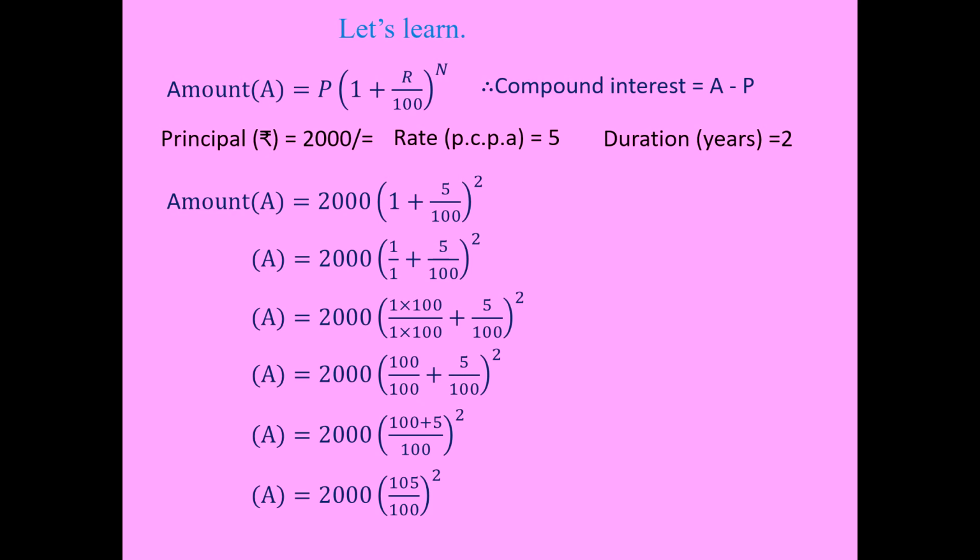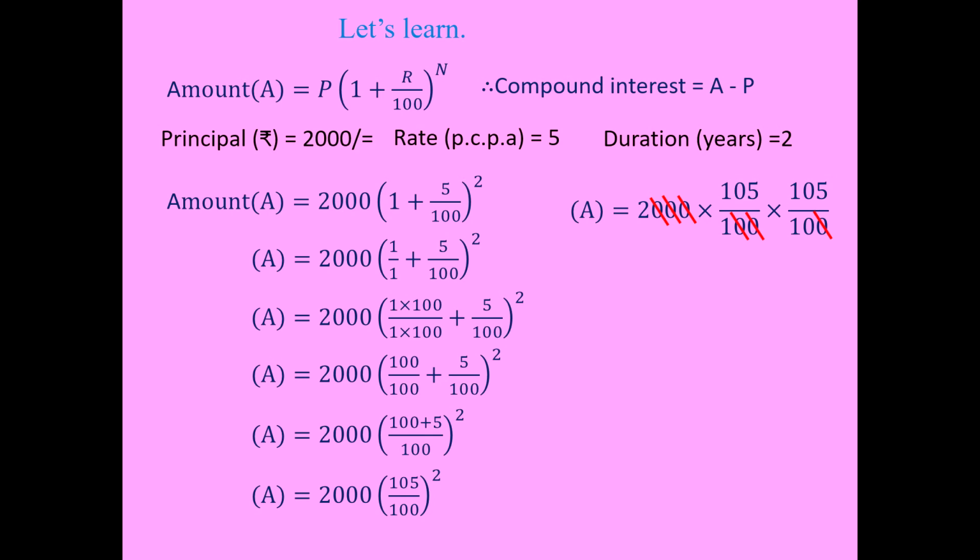Once I got this, I will simplify more and write down the base 2 times. Why? Because n is 2 here, raised to 2. So I'll get amount equals 2000 into 105 upon 100 multiplied by 105 upon 100. Now we can go for cancellation. So the 0 gets cancelled with the upper 0. The 0 of the other one is also getting cancelled. So in the numerator you have 2, 105 and 105, and in the denominator we have 10.